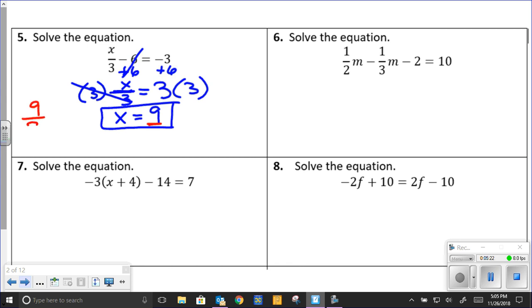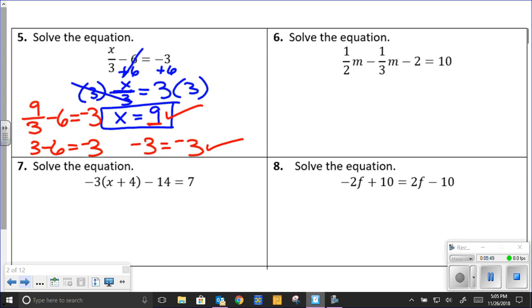That means 9 divided by 3 minus 6 is equal to negative 3. 9 divided by 3 is 3. 3 minus 6 is equal to negative 3, and that is a true statement, because 3 minus 6 is negative 3, and negative 3 does equal negative 3. That checks out. That means this checks out. Make sure your answers do check. This is the beauty of algebra and the beauty of solving equations: you will know automatically if your answers are correct.